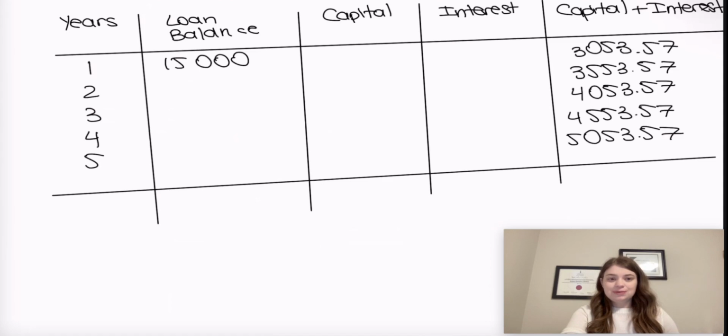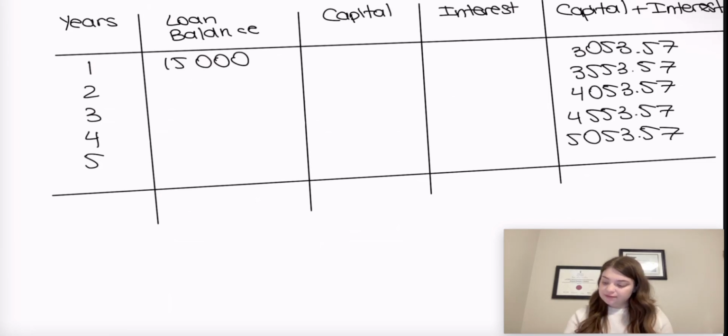Okay, so next step is we need to figure out how much is capital, how much is interest, because once we figure out those things, we can subtract the capital from the loan balance each year and kind of do a repetitive process that way all the way down in order to figure all of this out. So earlier in the question, it said that the interest rate is 10% per year. So what I'm going to do is take the loan balance, which is $15,000, and multiply by 0.1, which is the equivalent decimal to 10%. And if we do that, we get $1,500.